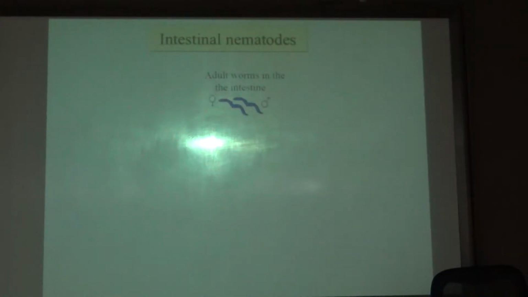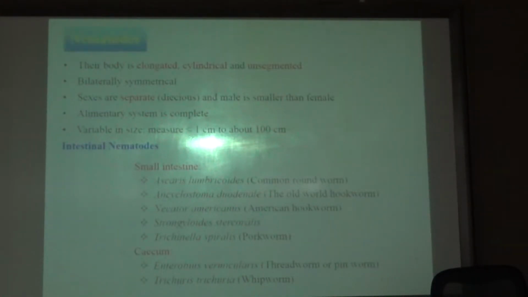So see this. This is a typical roundworm. Many roundworms are there in the hand. So they are cylindrical, unsegmented, elongated, bilaterally symmetrical. Sexes are separate. It is different from other types, cestodes and trematodes, and the male is smaller than the female.